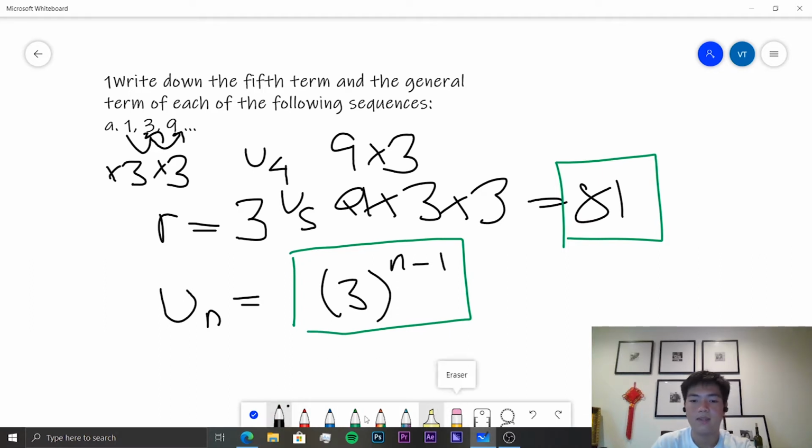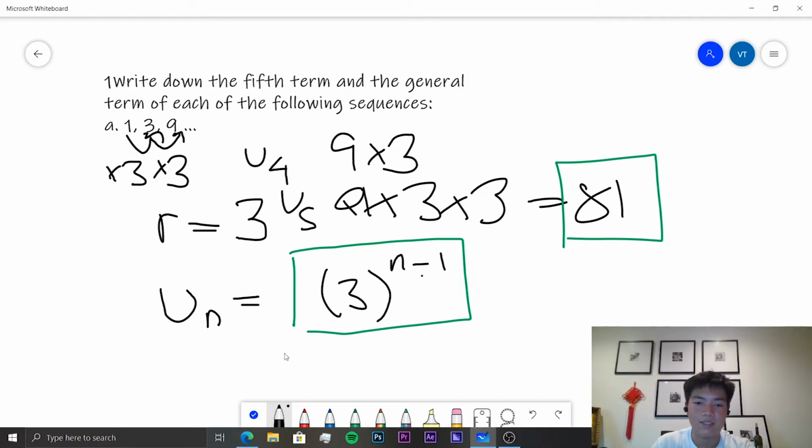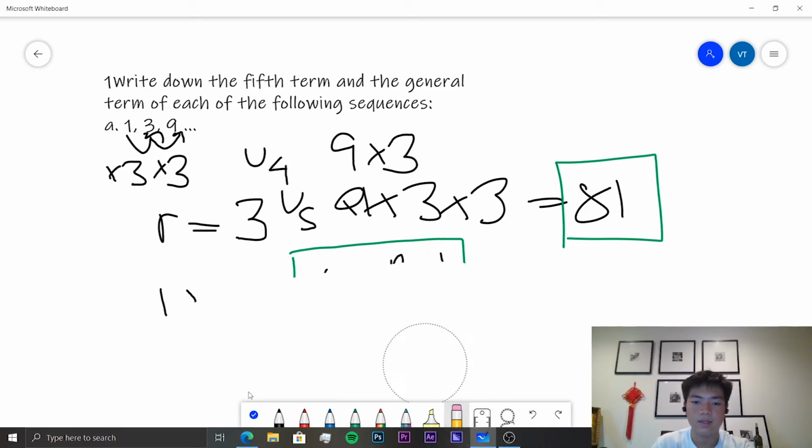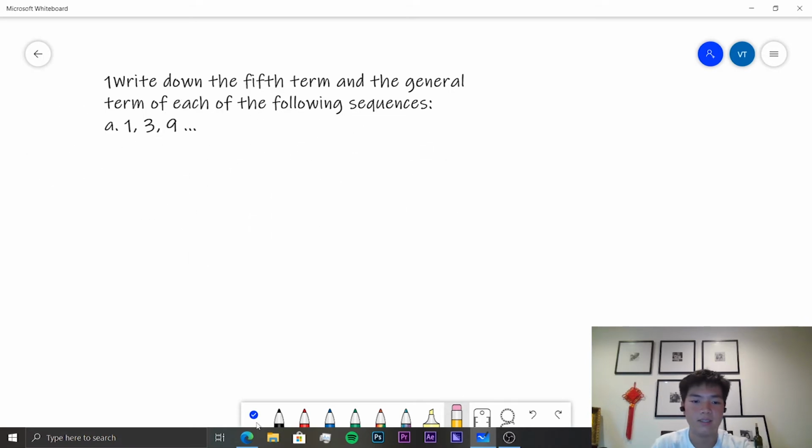Just note that the first term will be 3 to the 1 minus 1, otherwise 3 to the 0, which is simply 1. Okay. Now let's move on to the next question.